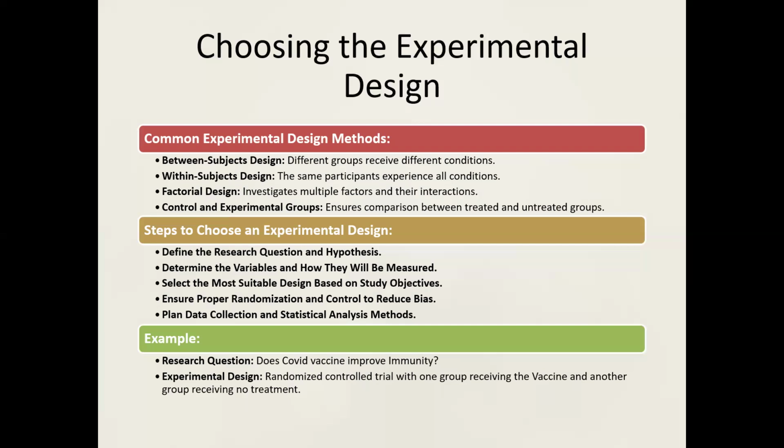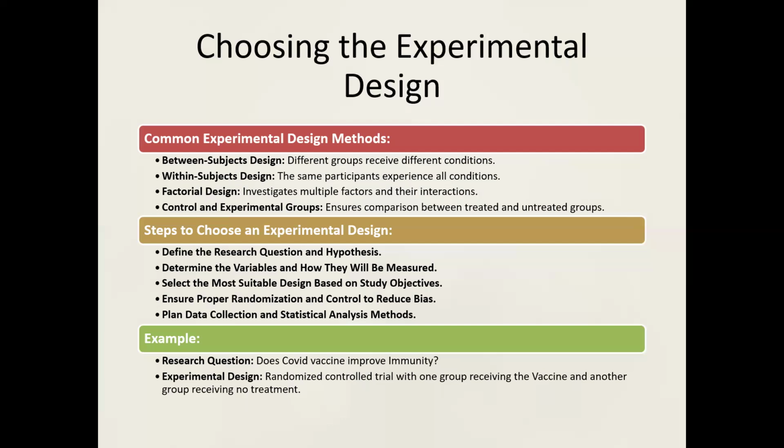And you have to ensure proper randomization. You have to make sure that the data is randomized and controlled to reduce bias, and plan data collection and statistical analysis methods. So, for example, there is a research question: does the COVID vaccine improve immunity? The experimental design will be a randomized control trial with one group receiving the vaccine and another group receiving no treatment.